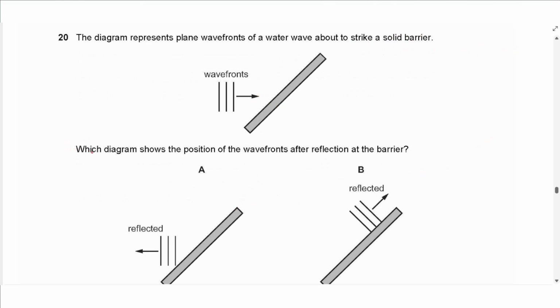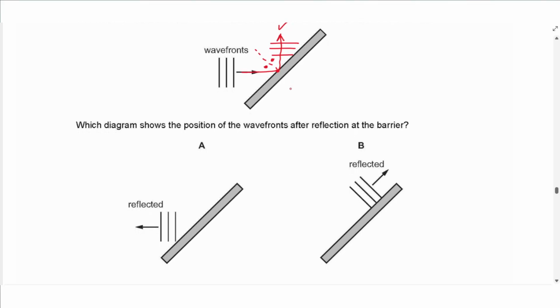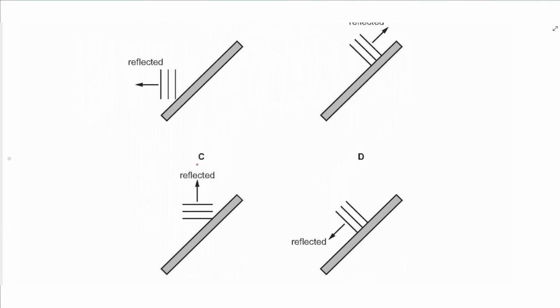Question 20 says a diagram represents plane wavefronts of a water wave about to strike a solid barrier. Which diagram shows the position of the wavefronts after reflection at the barrier? So this is the direction of the original wave. At this point we can draw a normal and we draw a reflected ray at the same angle. So this is the direction of the reflected wave and the wavefronts will be perpendicular to the new direction. And we check the diagrams here, not A, not B. It is C, the same as the one we've done.